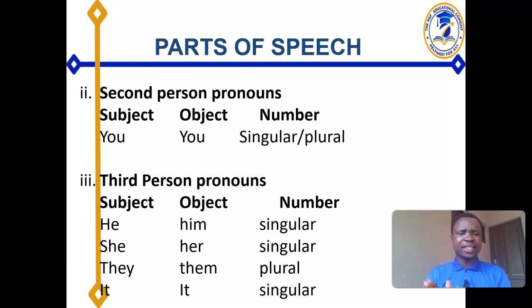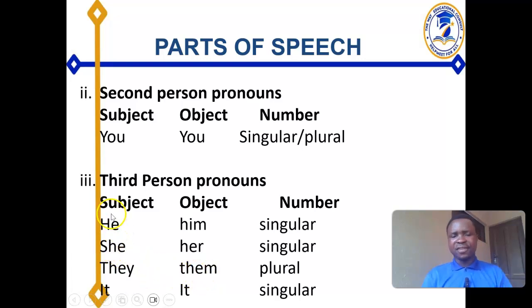Now, on the third person pronouns, you have their singular forms, which are he, she, and it. He, masculine, male. She, feminine, and it, neuter. And these are the singular forms at the subject position. At the object position, for he is what? Him. For she, you have her. And for it, you still have what? It. I believe you are following.